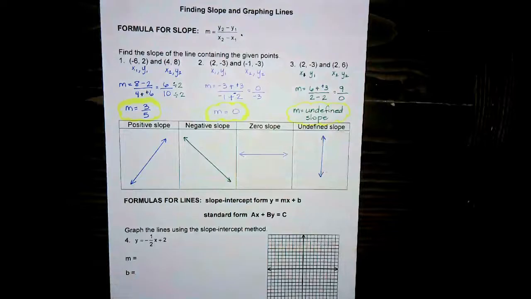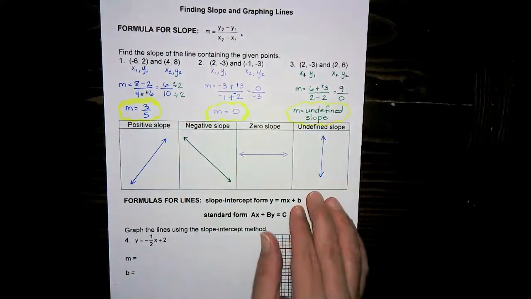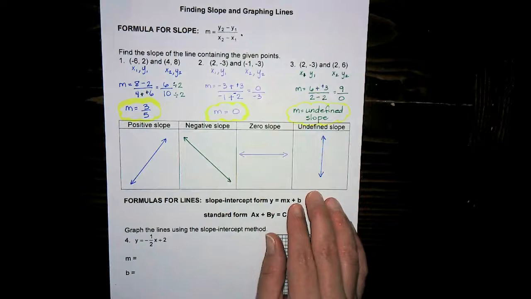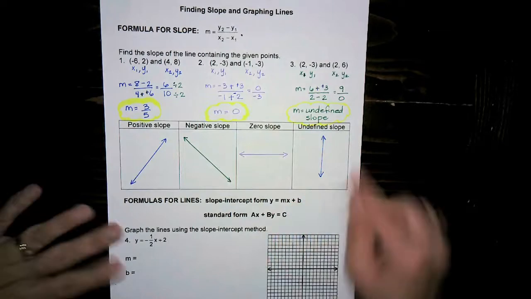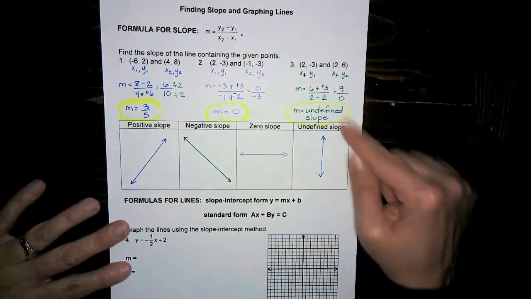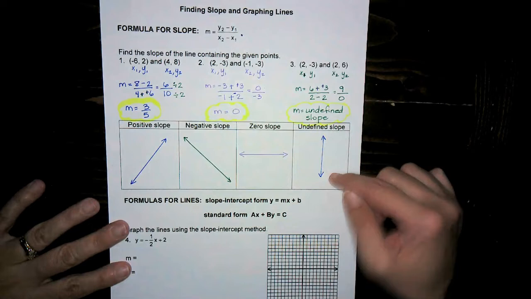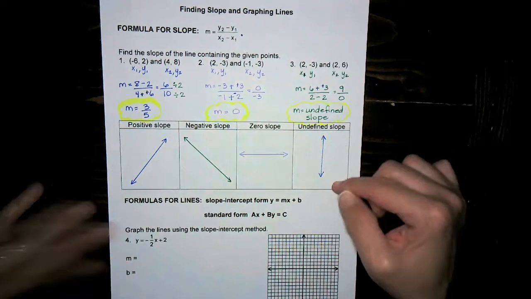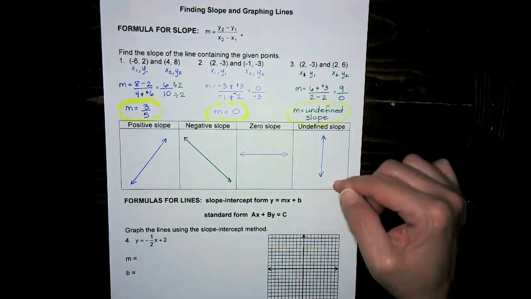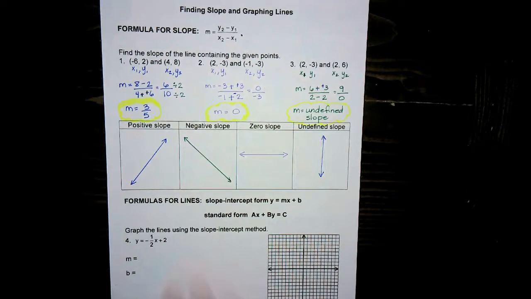Okay. And I want those for your notes because I get a lot of questions like, oh, it says undefined slope. What does that mean? Well, here's what I like to help students remember. This looks like an exclamation point to me. So this is, oh no, no slope. Helps me remember that that is a vertical line when I have an undefined slope.